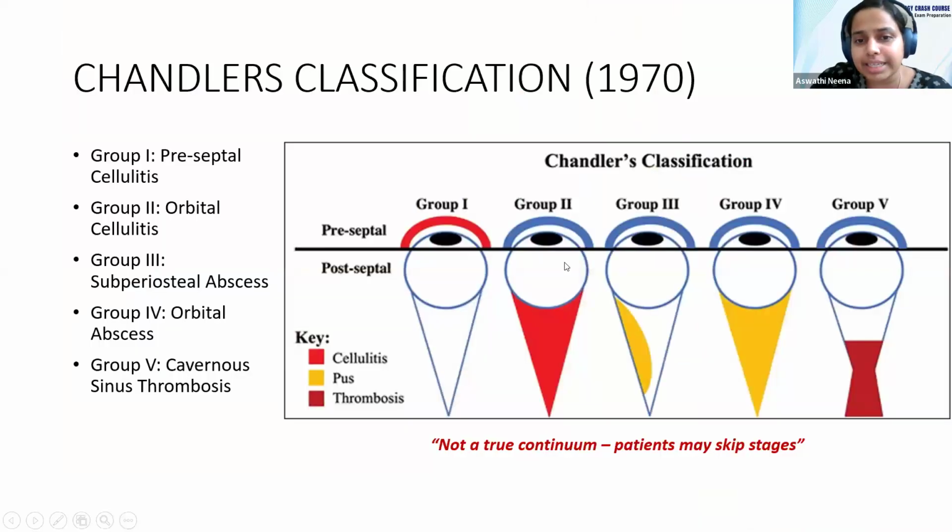The postseptal cellulitis was further classified into 4 groups by Chandler way back in 1970. It was classified as orbital cellulitis, subperiosteal abscess, orbital abscess, and cavernous sinus thrombosis. It is important to note that it's not a true continuum and patients may skip stages.